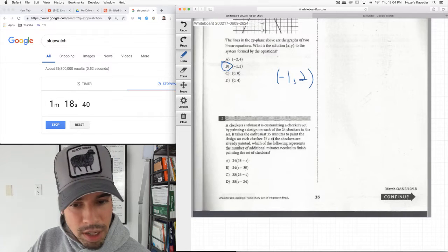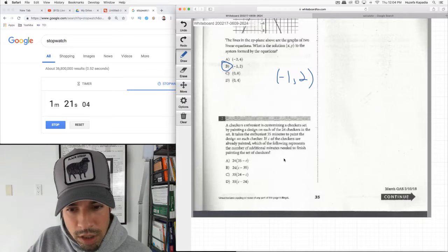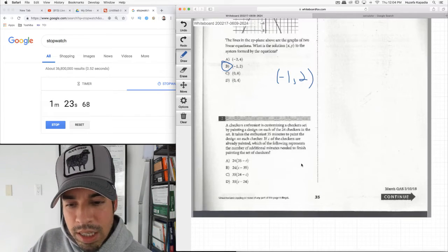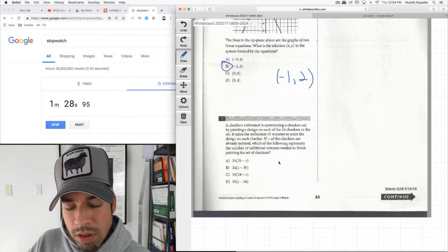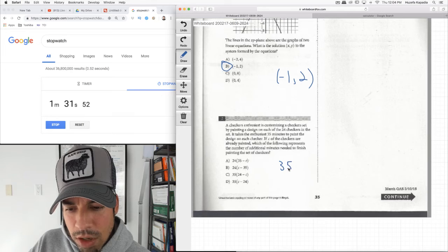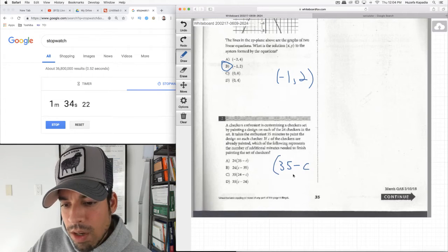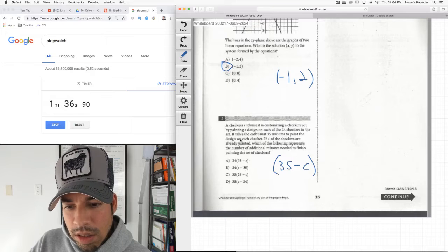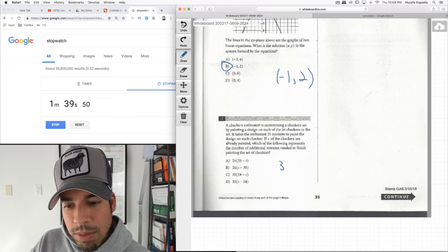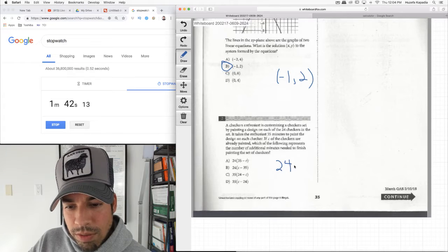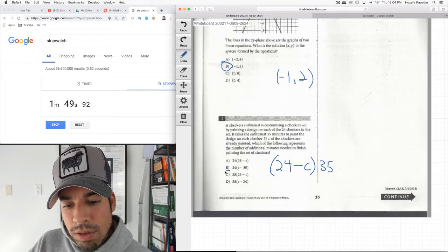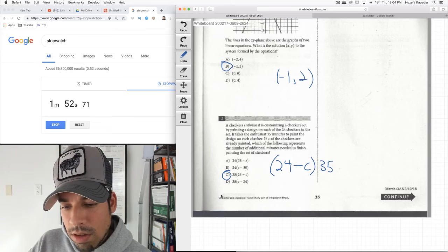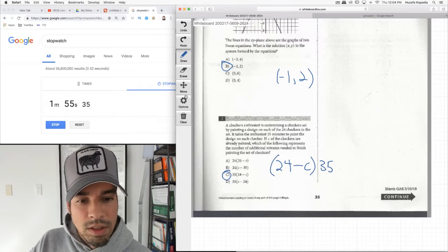A checkers enthusiast is customizing a checker set by painting a design on each of the 24 checkers. It takes him 35 minutes to paint each checker. If c of the checkers are already painted, which of the following represents the minutes to paint the remainder? The remainder is not 35 minus c, sorry, it's 24 minus c. There's 24 checkers, and he's already painted c of them. Like if he painted 5, he'd have 19 left to paint, and then multiply this times 35. So 35 times 24 minus c. Right? Yes.